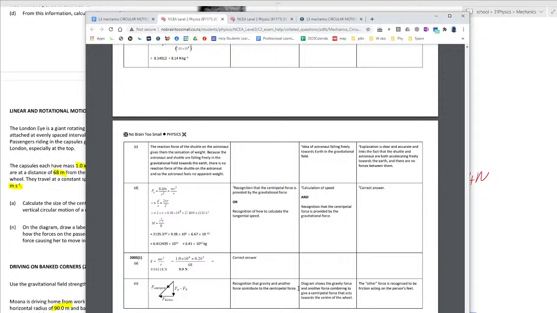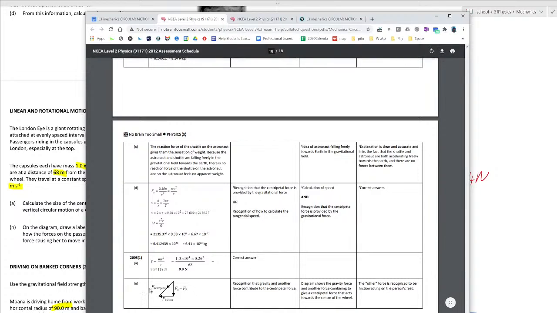And recognition that gravity and another force contribute to the centripetal force. So the centripetal force is going to be the vector sum of the gravitational and the frictional force. Diagram to show the gravitational force and another force combining to give a centripetal force that acts towards the center of the wheel. The other force is recognized as the friction acting on the person's feet. So yeah, I think we got there. My diagram was not as neat as that one, but it is still probably all right for a pass, I think.